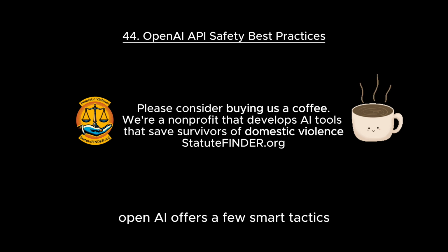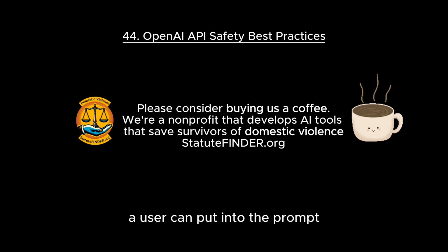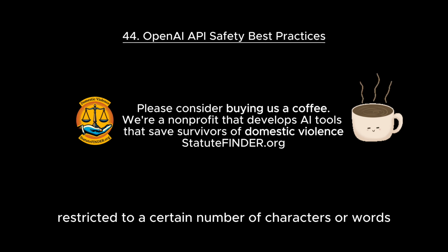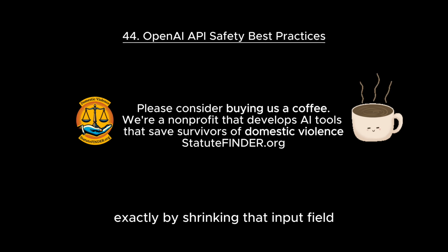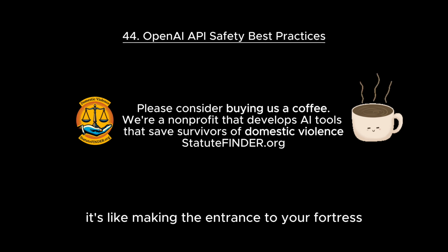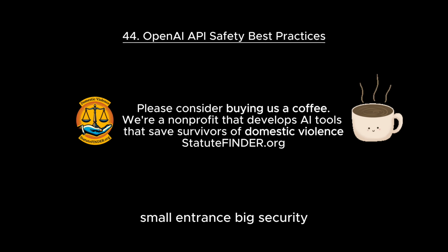OpenAI offers a few smart tactics. One of the simplest but most effective is limiting how much text a user can put into the prompt. So instead of having a giant open text box, I might restrict it to a certain number of characters or words, right? Sort of like putting a limit on a tweet. Exactly. By shrinking that input field, you're basically reducing the space where those attacks can hide. It's like making the entrance to your fortress a little bit smaller, making it tougher for those attackers to slip in. Small entrance, big security.